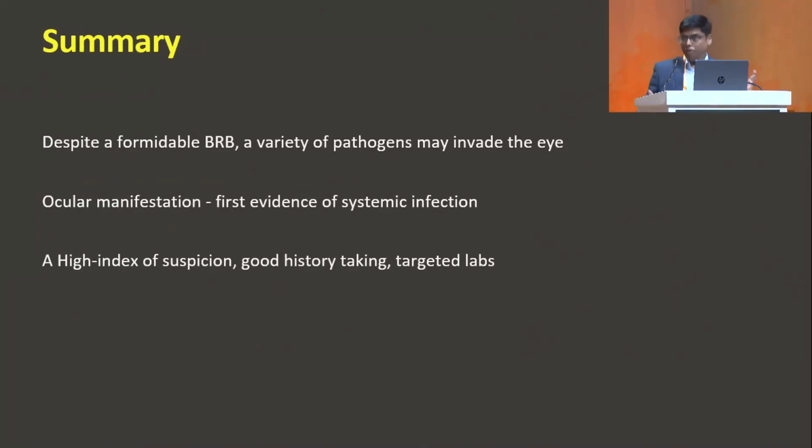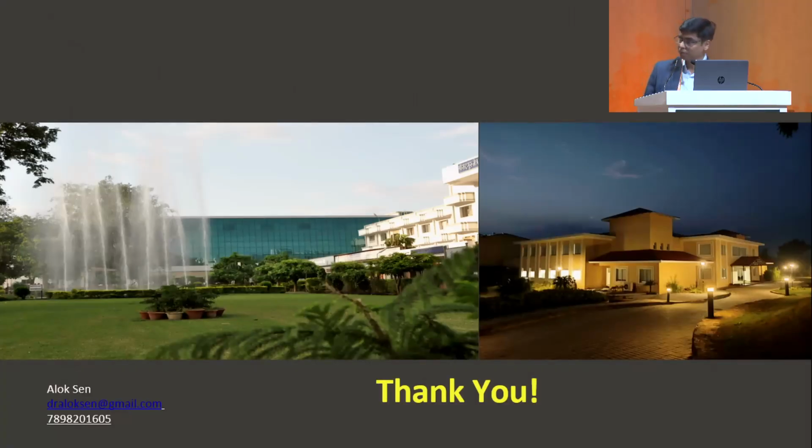So despite a formidable blood retinal barrier, a variety of pathogens can invade the eye, and ocular manifestation can be the first evidence of systemic infection in these cases. Hence you need to have a very high index of suspicion, take a good history, do a very thorough clinical examination, and do targeted labs to make a diagnosis. Thank you very much.